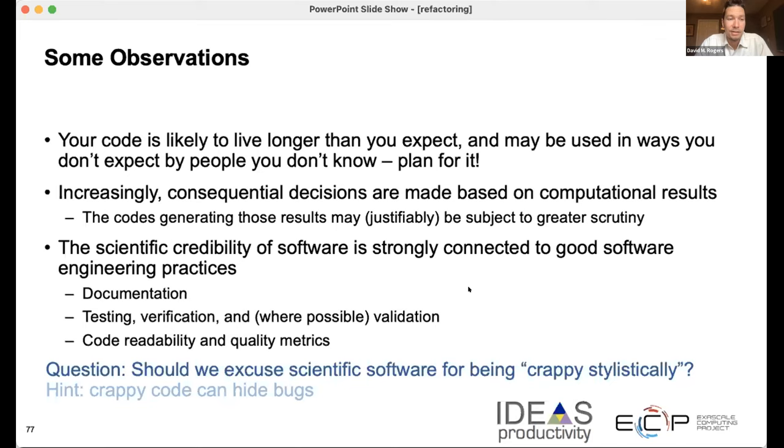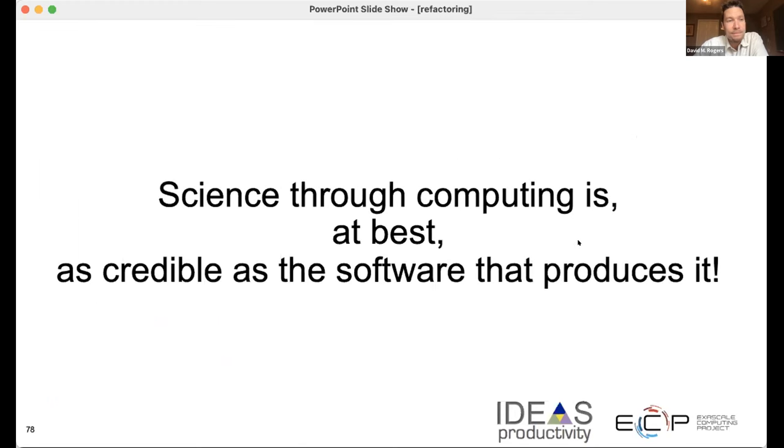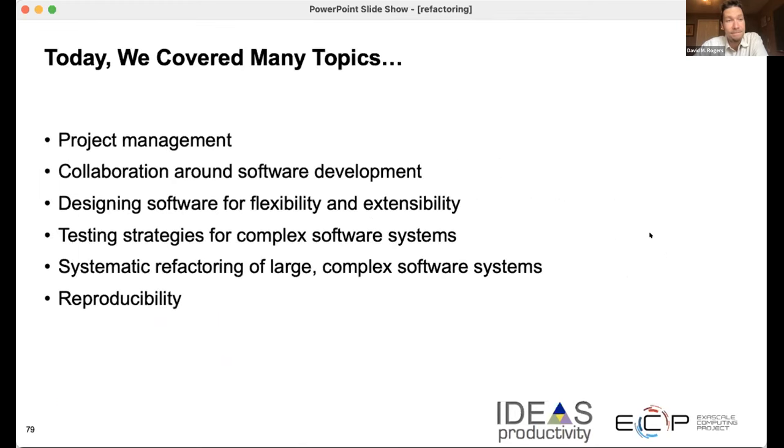A question though is, even though in this case it seems that the code and results could be verified, is it okay to excuse scientific software for being crappy stylistically? As a hint, good software development practices are giving us better assurances that our scientific codes are working. So it's better, if you can, to make your code as clean and modular as possible, because we want our science to be as good as it possibly can.